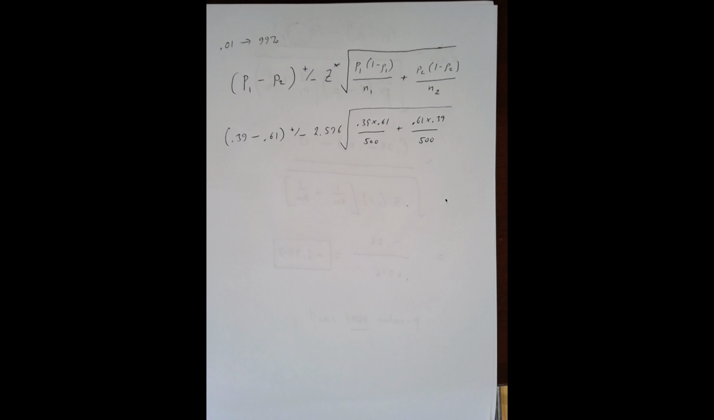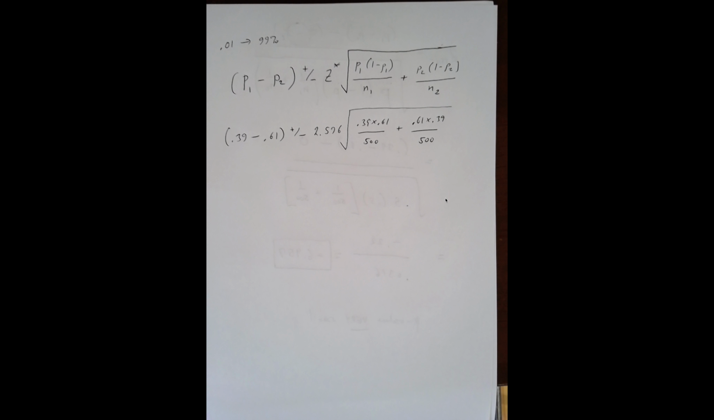So if I was going to do this, what I would do is 0.39 times 0.61 divided by 500. Actually, I wouldn't. I would go parentheses 0.39 times 0.61 divided by 500. And then I would add that to 0.61. We could have really just multiplied by 5, couldn't we? Or multiplied by 2.